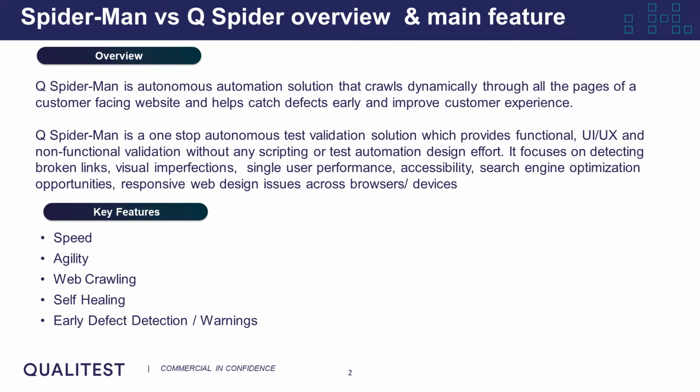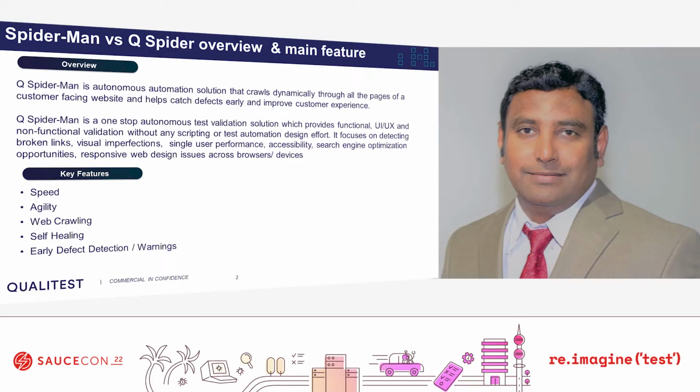Q Spider-Man is an autonomous automation solution which crawls dynamically through all the pages of a website, helps catch defects early and improve customer experience. It's a one-stop autonomous automation test validation solution which provides functional UI, UX, and non-functional validation without any scripting or test automation design effort. It focuses on detecting broken links, visual imperfections, single user performance, accessibility, search engine optimization opportunities, responsive web design issues across browsers and devices, and helps teams capture up to 15 to 20% of functional, UI, UX and non-functional defects early in the life cycle.